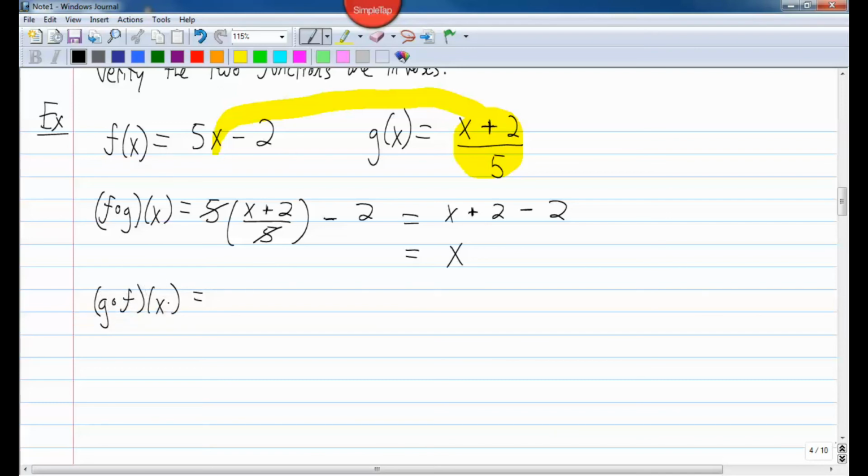Now let's find g of f of x. So what that means is the second letter here is f. So we're going to take this f and we're going to plug it in right here in g for every x. Alright, so that's going to be, when I plug that in, that's 5x minus 2, and then I have plus 2 all over 5.